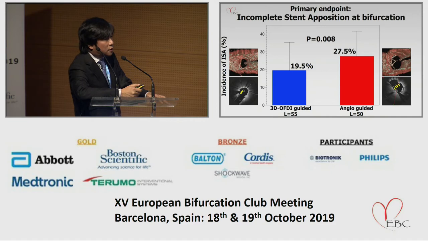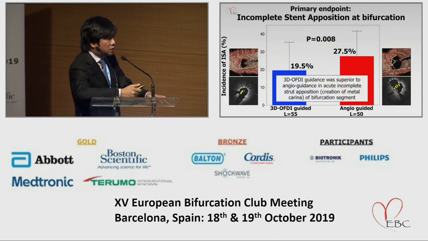So this is the primary endpoint. Incomplete stent apposition at bifurcation was significantly lower with the 3D OFDI guidance, 19.5% versus 27% in the angio guidance. So superiority of this 3D OFDI guidance was achieved in terms of the reduction of the incomplete stent apposition in the bifurcation segment compared to the angio-guided PCI.